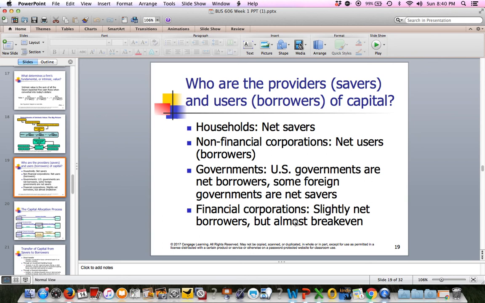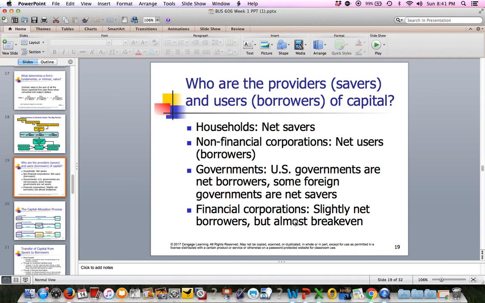Obviously, some households are net savers, some are net borrowers. Non-financial corporations can be either net savers or borrowers. Governments typically are net borrowers, unfortunately. I wish they weren't, but they are. And financial corporations, it says slightly net borrowers, but almost break even. So we're thinking here insurance companies, pension funds, mutual funds, things like that.